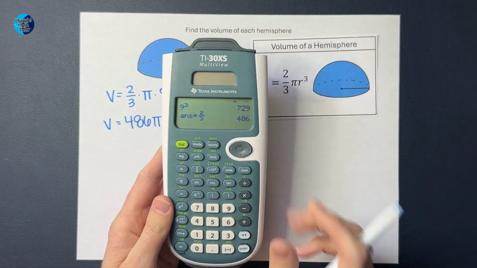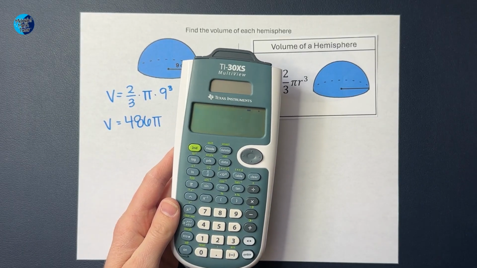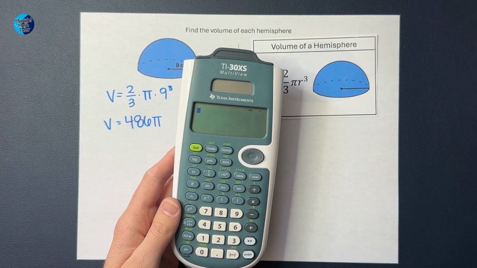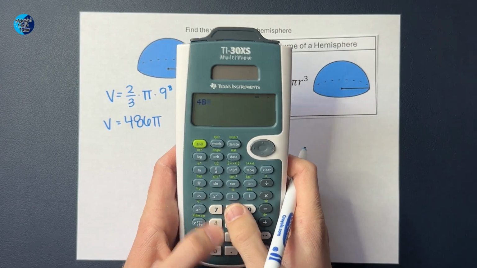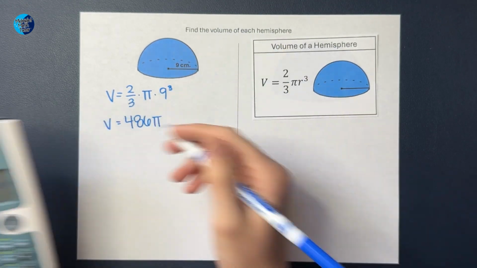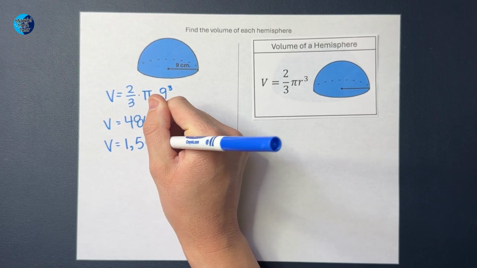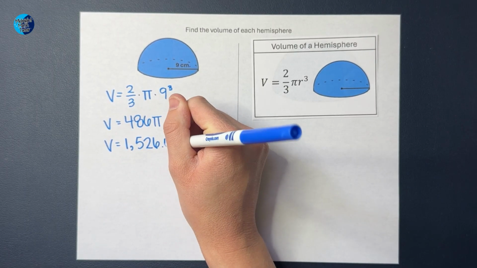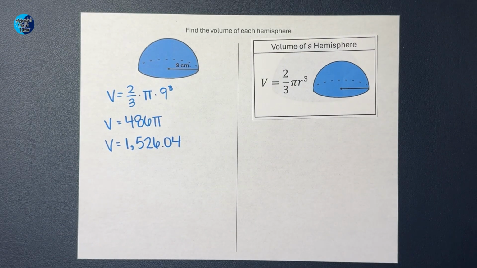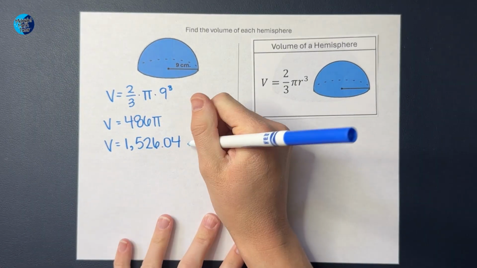Now, when you use pi, you can either use the pi button on your calculator or you can use 3.14. I'm going to use 3.14. If you use the pi button, it just might round slightly differently. So I'm going to do 486 times 3.14. And I end up with a volume of 1,526.04.